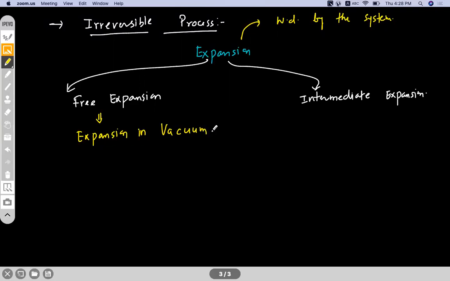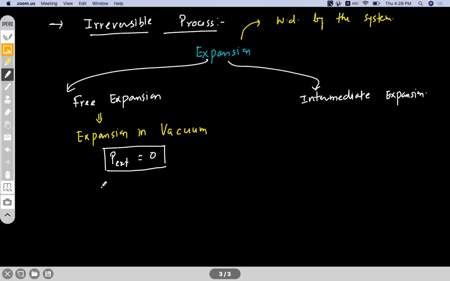Expansion in vacuum. Coming back to our portion here, expansion in vacuum. So in vacuum, you see, there's no pressure, correct? So P external is zero. So free expansion, you can understand, is when there is no external pressure. Simply the expansion is taking place without any external pressure, right? So free expansion in vacuum.